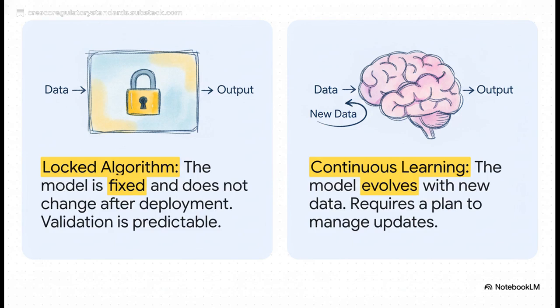And what about AI? Well, the biggest regulatory question with AI is whether your algorithm is locked or if it's continuously learning. A locked algorithm is pretty straightforward. You validate it once and it doesn't change. But a learning algorithm that evolves as it sees new data? Whoa, that's a huge challenge. For that, you need a pre-approved plan to show regulators how you're going to manage and revalidate those changes over time, so you don't have to resubmit for approval every time the model teaches itself something new.